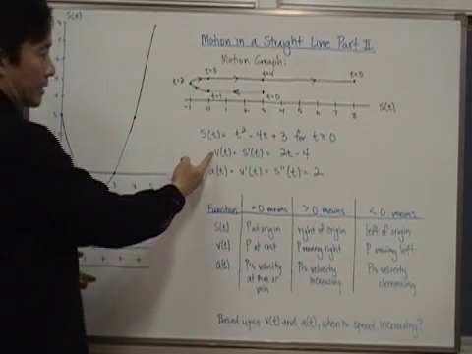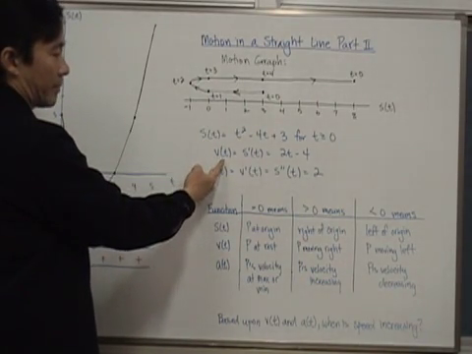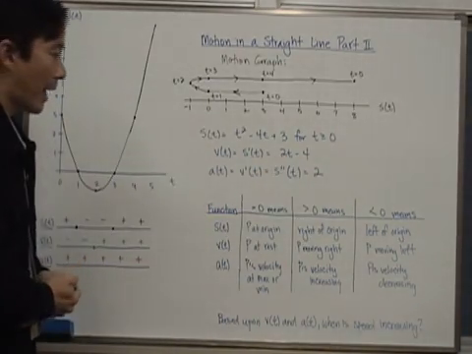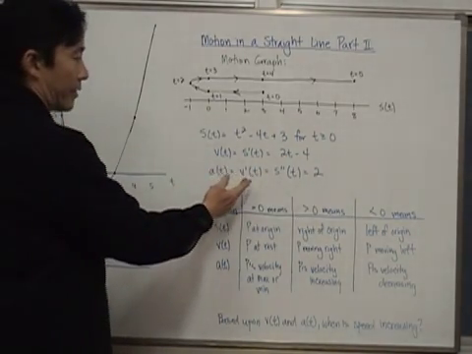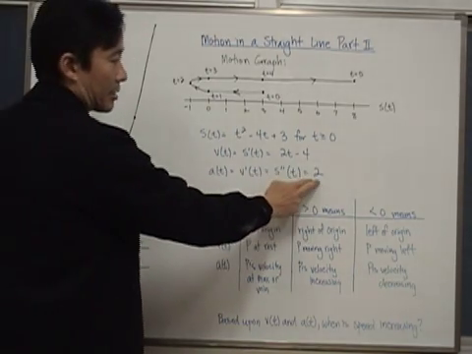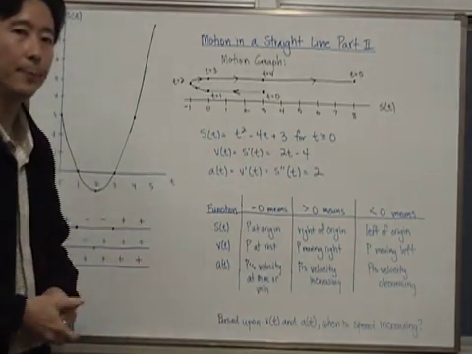So if we go ahead and take the derivative of s of t to find out what v of t is, we come up with 2t minus 4. And if we take the derivative of the velocity function, we can find the acceleration function, and that's just going to give us a constant value of 2.